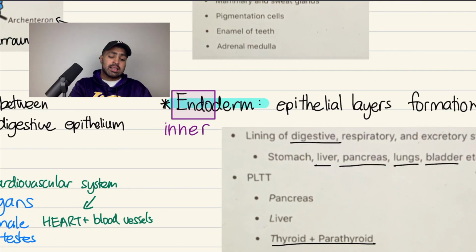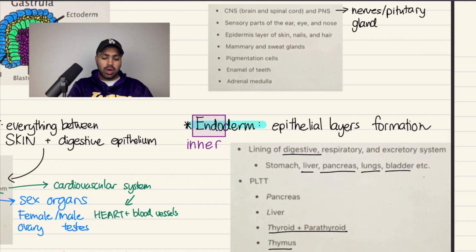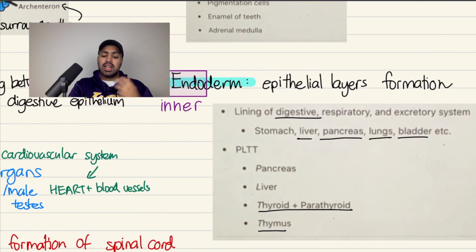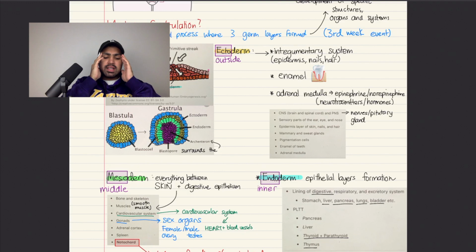The next thing we have to understand is the endoderm, which is the last layer we're talking about. The endoderm is responsible for the formation of epithelial cells, associated with the lining of the digestive, respiratory, and excretory systems. The stomach, liver, pancreas, lungs, bladder, all this stuff is written down. You can see it. And the thyroid, the parathyroid, and the thymus. So the key thing to take away is to pause this, write this down, and understand what each layer is associated with in terms of its development. What needs to be understood is that everything in our bodies can be traced back to one of these layers.